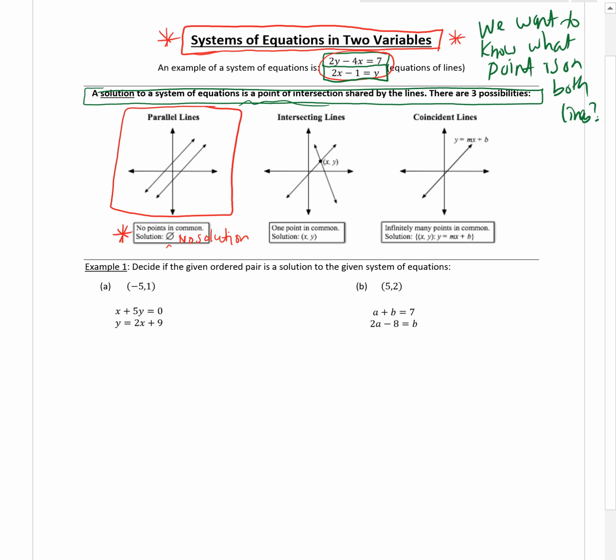This little symbol here that they wrote, it's like a 0 with a line through it. That's just a symbol to say no solution. So we might see that. If we try to find the solution of a system of equations and the lines end up being parallel, that means there's no solution. Because again, remember that a solution to a system is where they intersect. So if they don't intersect, there is no solution.